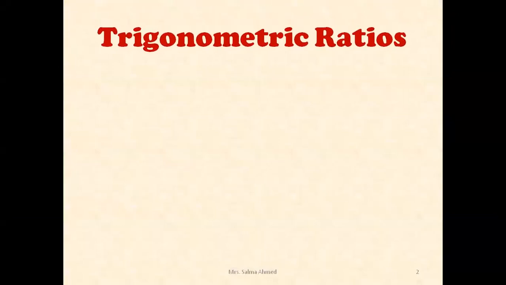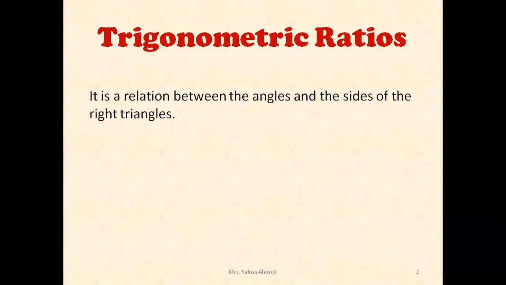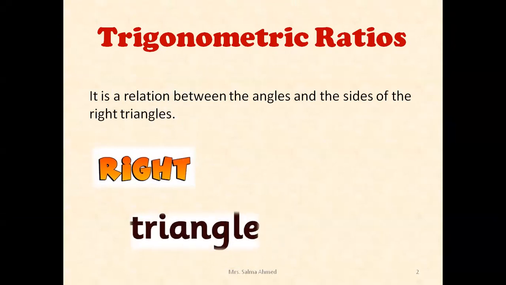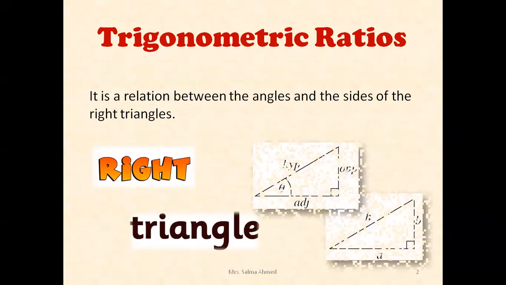What are trigonometric ratios? It is a relation between angles and sides for a right triangle. So it must be a right triangle, not any other type of triangle. Here we have a right triangle, with two legs and the hypotenuse, which is the longest side in the triangle.